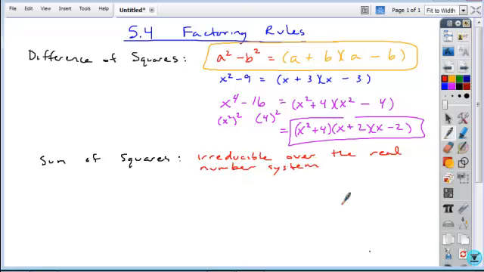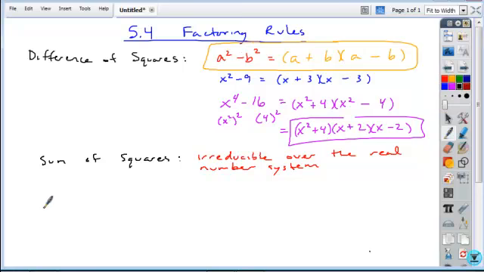Okay, we may come across times where you're asked to find all roots, including the imaginary ones, but in the real number system, the sum of squares can't be factored any further. So be aware of that. It will stay that binomial. There's nothing you can do other than potentially remove a common factor from it.